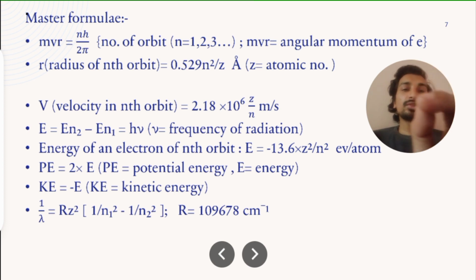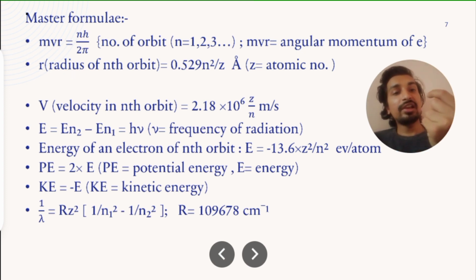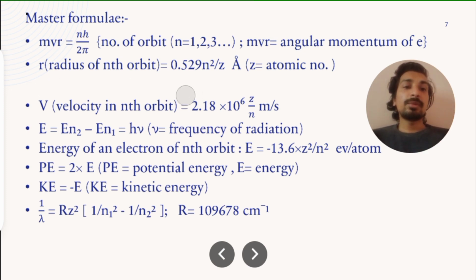Then you have master formulas. A few formulas are there. mvr is equal to nh by 2 pi. Mass into velocity into radius is equal to nh by 2 pi. This is angular momentum. n means which shell you are talking about, h is Planck's constant, divided by 2 pi. r is the radius. For radius, you have the formula 0.529 into n square by z.